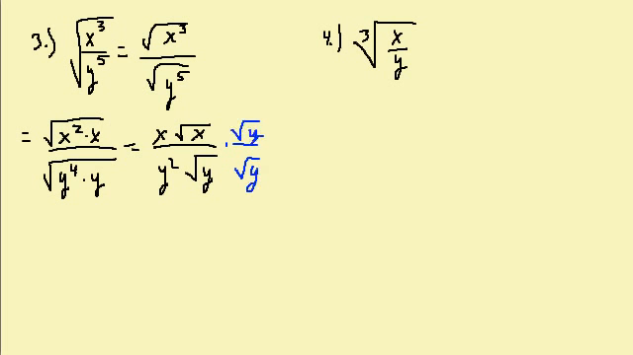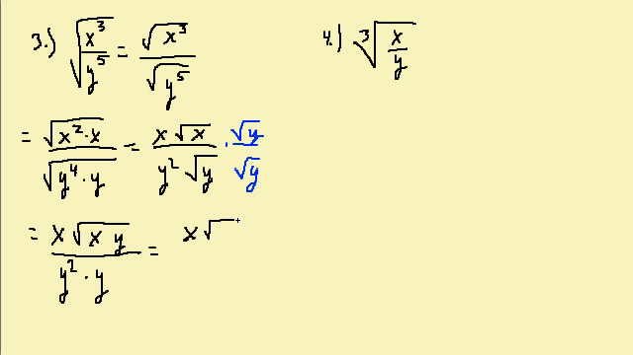So that's going to give me x times the square root, and x times y is xy over y squared, and then the square root of y times the square root of y is just y. So that gives me x times the square root of xy over, and y squared times y is y cubed.